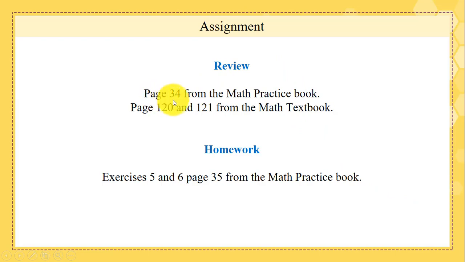Assignment. Review page 34 from the math practice book, page 120 and 121 from the math textbook. Homework, exercises 5 and 6, page 35 from the math practice book.